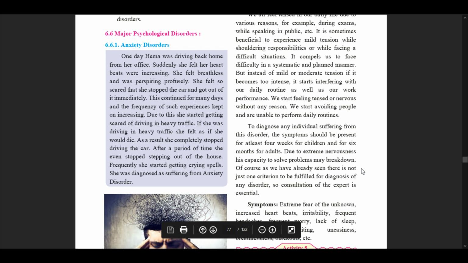If she was driving in heavy traffic, she felt as if she would die. As a result, she completely stopped driving. After a period of time, she even stopped stepping out of the house. Frequently, she started getting crying spells. She was diagnosed as suffering from anxiety disorder. So, this was the example. We'll read the further explanation given below.